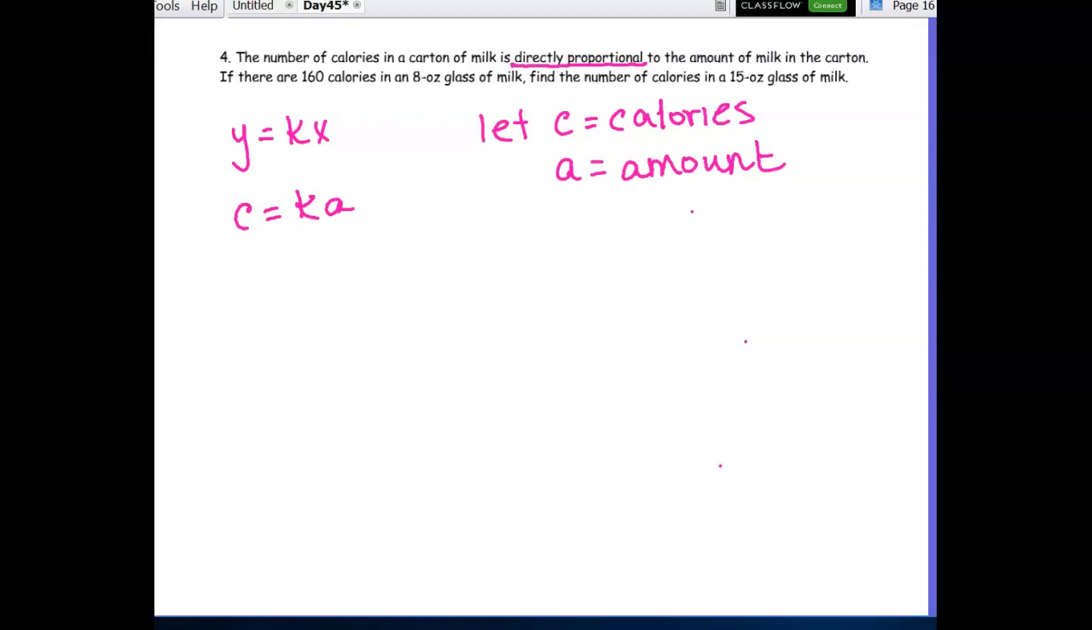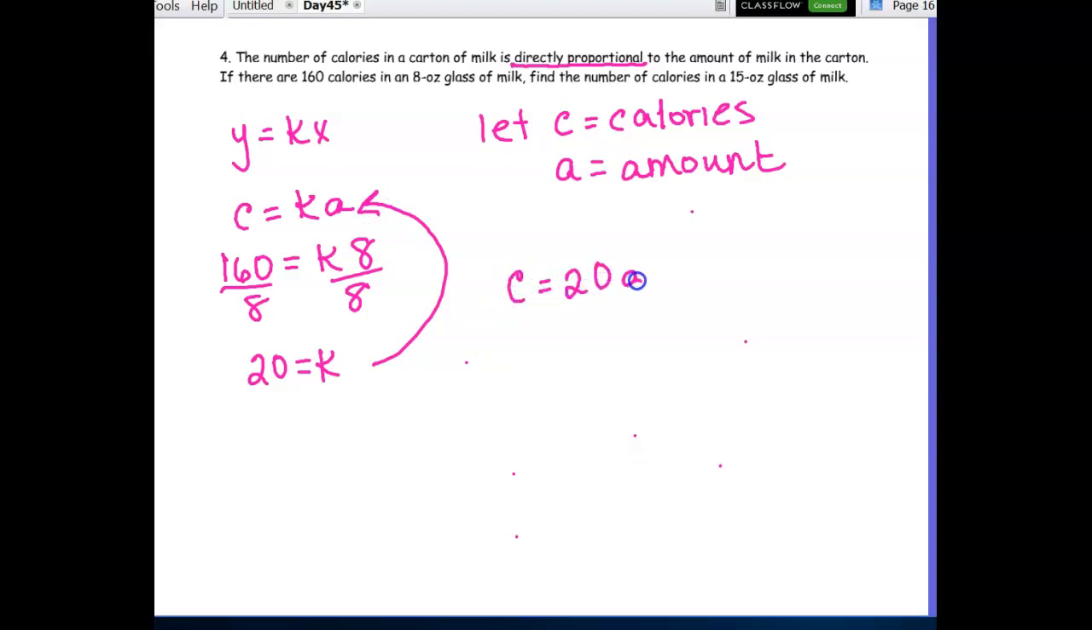If there's 160 calories in an 8-ounce glass, so the calories would be 160, and in an 8-ounce glass, the amount is 8. We just divide by 8, and we find out that our K is 20. So there's really 20 calories in each ounce. Direct variation, we plug it in: calories is equal to 20 times the amount. It says find the number of calories in a 15-ounce glass of milk. So it's 20 per ounce, so we're just going to take 20 times 15. Our A is 15, and we find out that our total calories would be 300.